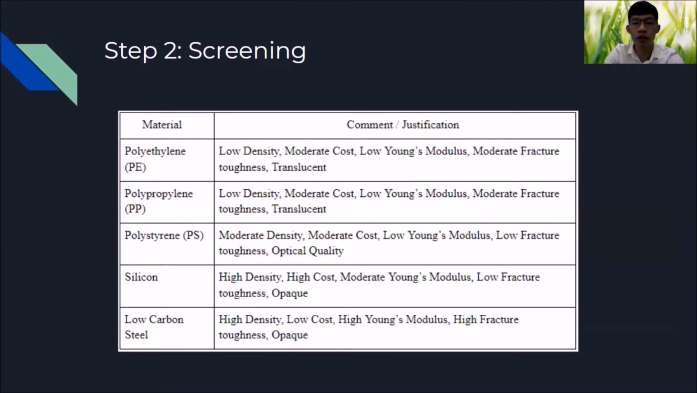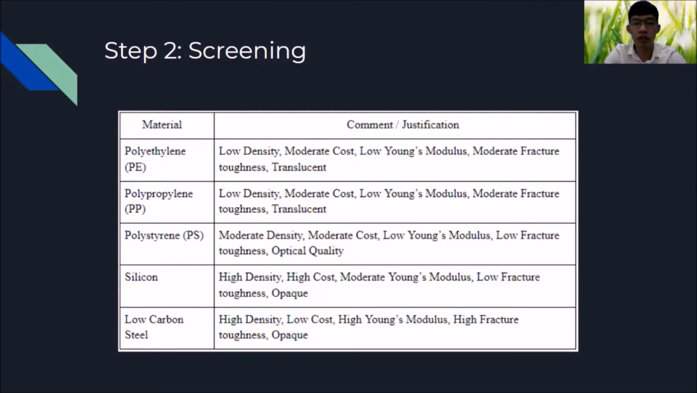We did the comment and certification towards the 5 materials. The first material is PE. The PE has low density, moderate cost, low Young's modulus, moderate fracture toughness, and is translucent. The material PP has the same properties as PE. And the third one is PS. The PS has moderate density, moderate cost, low Young's modulus, low fracture toughness, and optical quality.